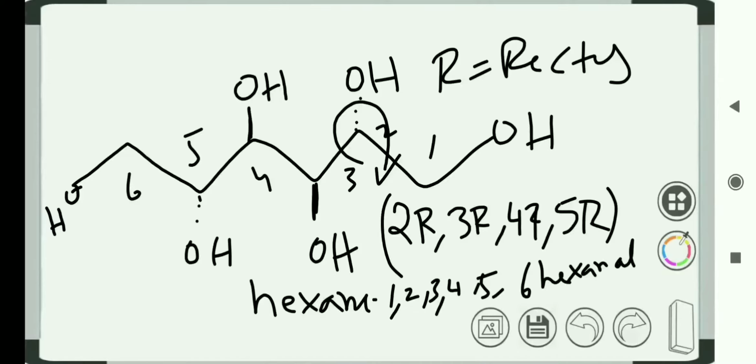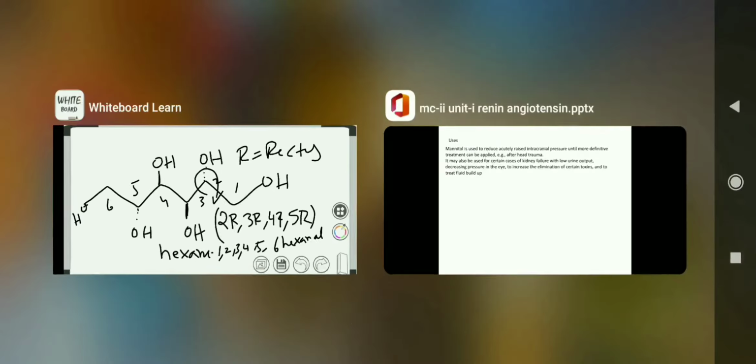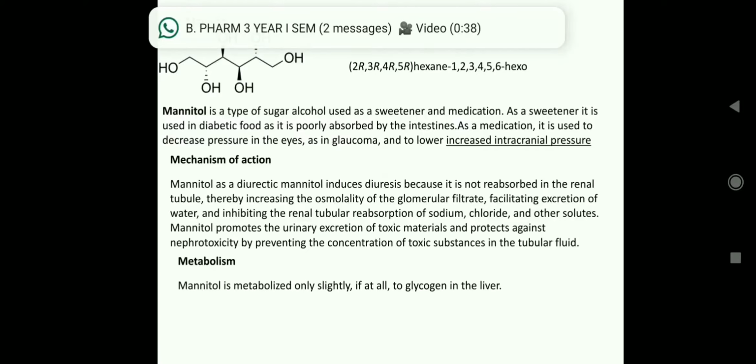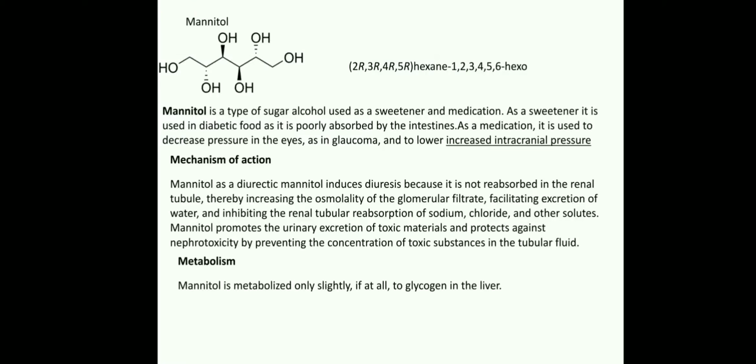So let's see the mechanism of what it's going to say. Mannitol as a diuretic. Mannitol induces diuresis because it is not reabsorbed in the renal tubule. It's well and good. So thereby it's going to increase the osmolality of the glomerular filtrate, facilitating excretion of water and inhibiting the renal tubular reabsorption of sodium chloride and other solutes.